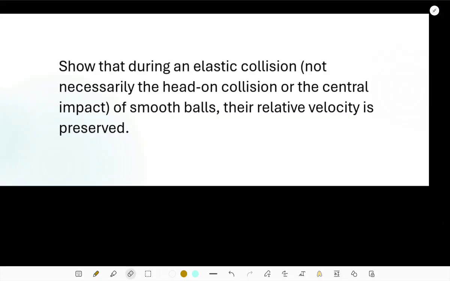So here is one more problem on the screen, and this is basically a concept. It says that during an elastic collision, the collision is elastic, not necessarily a head-on collision or a central impact. There is the same name for this kind of collision of smooth balls. That means we are avoiding any kind of spin. The relative velocity is preserved. That is, relative velocity before collision is equal to relative velocity after collision.